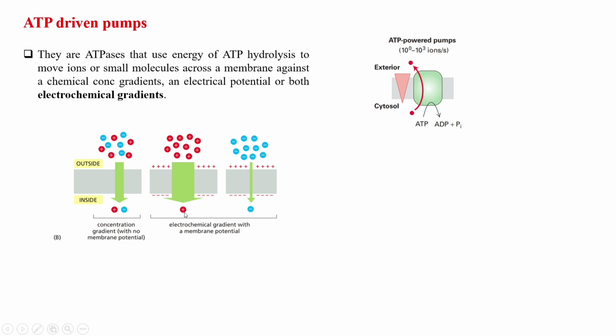Now here comes the ATP driven pump. Suppose we want to move these positive ions from inside to the outside, what will be required? An ATP driven pump is required, because the movement of positive ions from outside to inside is increased because of this electrochemical gradient, but the efflux of positive charge from inside to the outside is prohibited. And here comes the role of the ATP driven pump. This ATP driven pump can go against the chemical concentration gradient, against the electric potential, and against both, the electrochemical gradient.